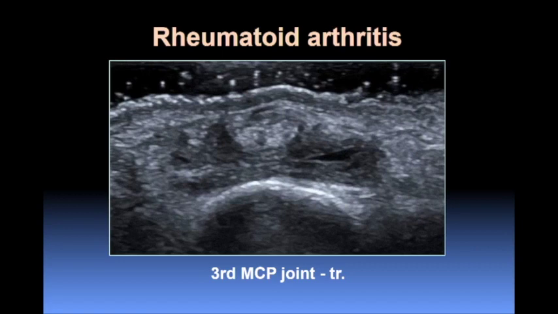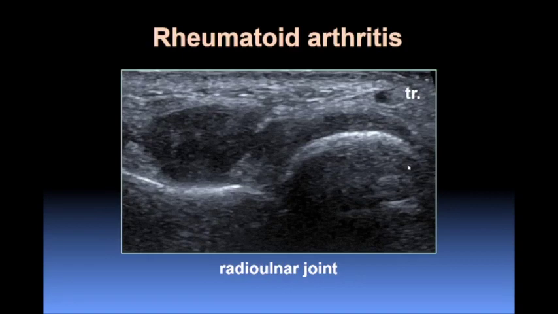I also like the transverse view. This very nicely shows me the extensor tendon, and here's all this thickening of the lining on the radial and the ulnar side, and then just a little bit of fluid there. And I just use lots of gel and keep the fingers together, and you can often see this very well.